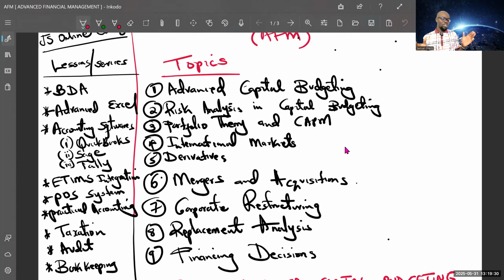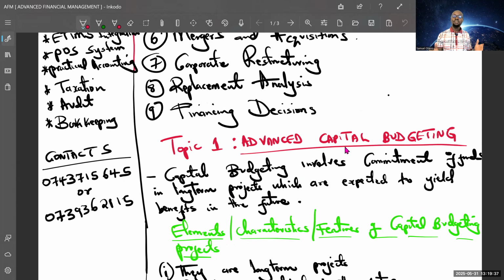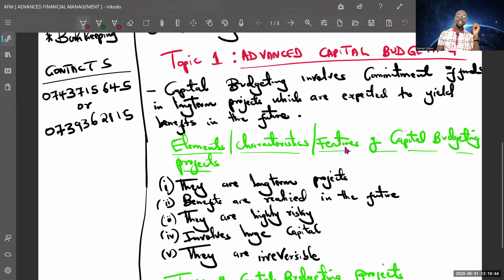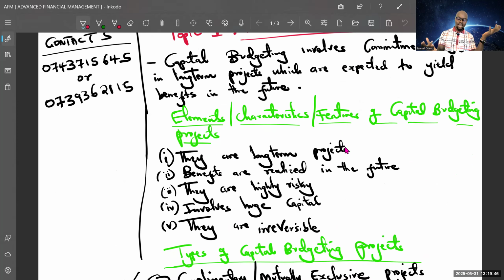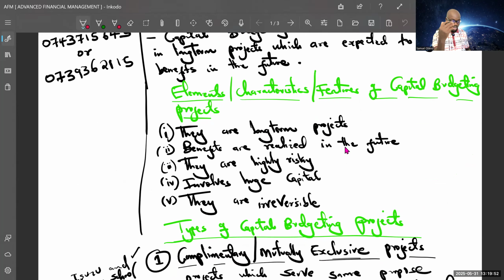So we introduced advanced financial management. We started by capital budgeting, which is the first topic, and we gave it a very simple definition, which I believe you all were able to understand what we meant. Then we went and looked at the characteristics or the basic elements of a project which will be classified as a capital budgeting project. And out of the five elements that we were able to list, you realize that two of those elements come directly from the definition. So there is nothing new.